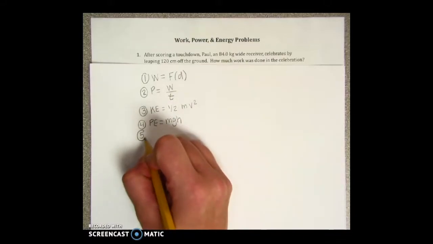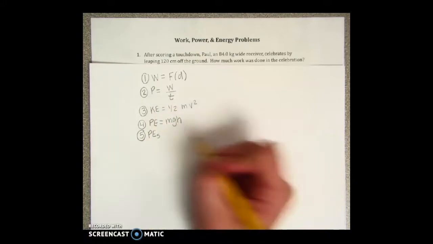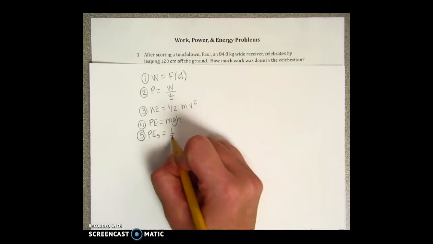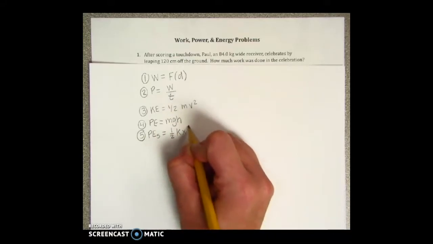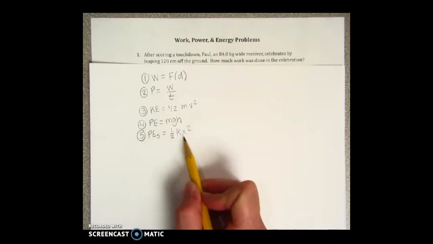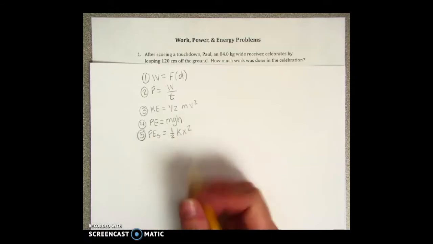And our last one is also potential energy, but this is going to be the potential energy of a spring, which I'm going to signify here with this S. And that equation is just going to be 1/2 kx squared. So remember, this k stands for constant, x is for displacement. So this is only when we're dealing with a spring or a rubber band.